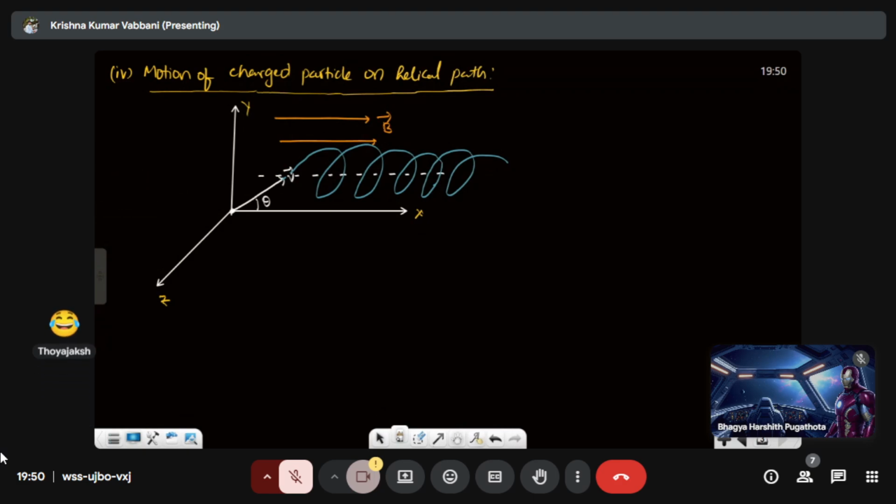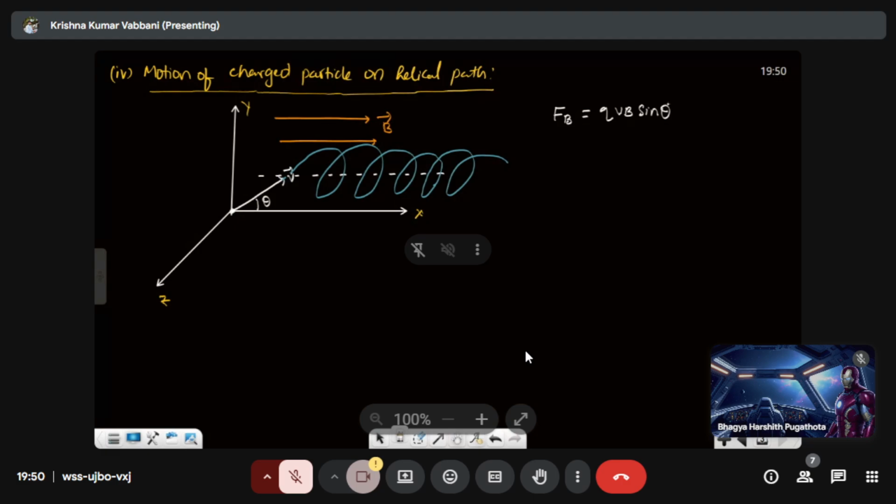Okay. So now let's take what is the magnetic force. We know QVB sin theta. So in the last classes we have taken theta as 90 degrees, because the charge is perpendicular to the magnetic field. That's why theta is going to be 90 degrees. Is this okay, everyone?